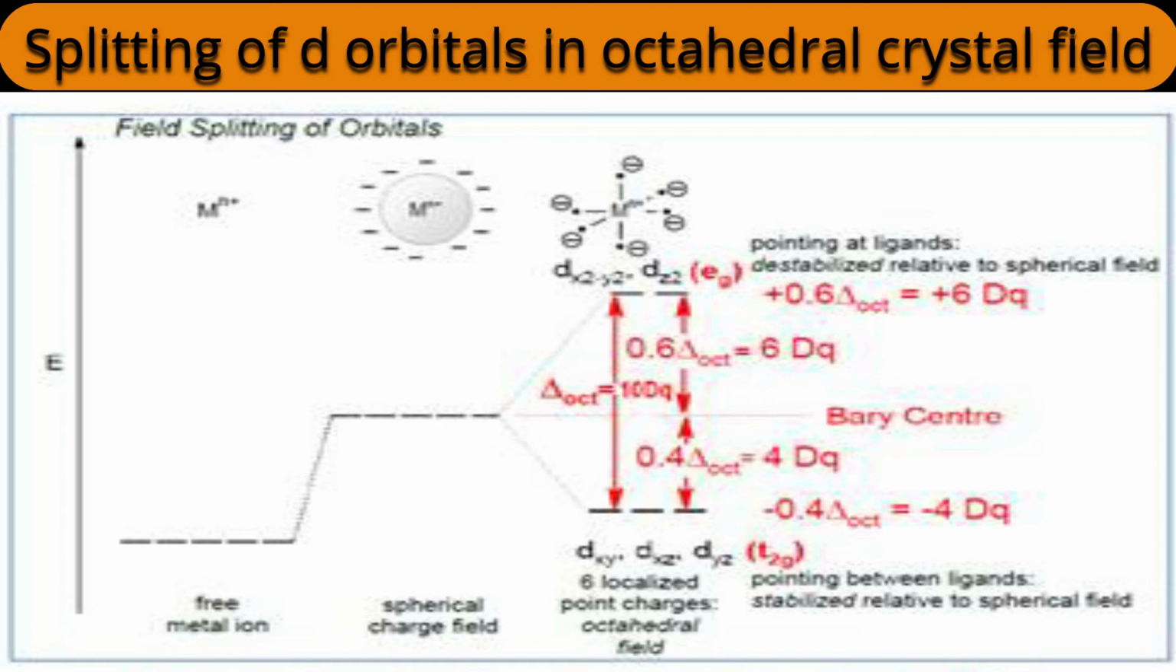As we go high, as we go up, the energy of the respective orbital or orbitals will increase. The left side shows the free metal ion. How many orbitals are there? Five. Which are those? dxy, dyz, dxz, dz square and dx square minus y square.